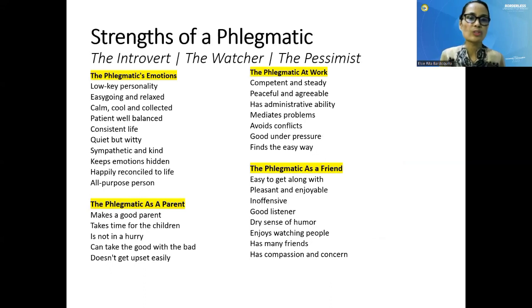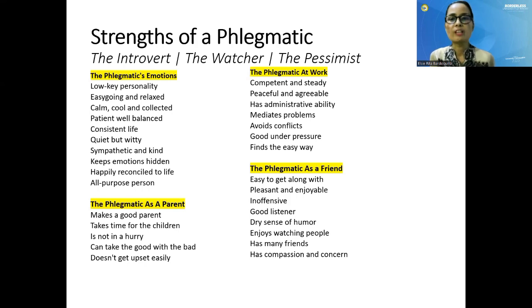So, as a phlegmatic emotion, their low-key personality, easygoing and relaxed, calm, cool, and collected, patient, well-balanced, consistent life, quiet but witty, sympathetic and kind, keeps emotion hidden, happily reconciled to life, all-purpose person. Okay? So the phlegmatic as a parent makes a good parent, takes time for the children, is not in a hurry, can take the good with the bad, doesn't get upset easily.